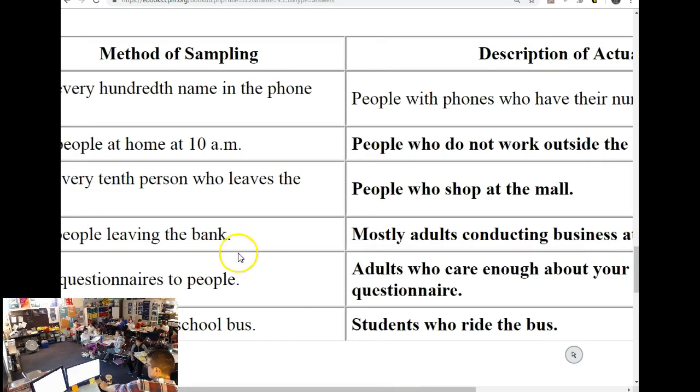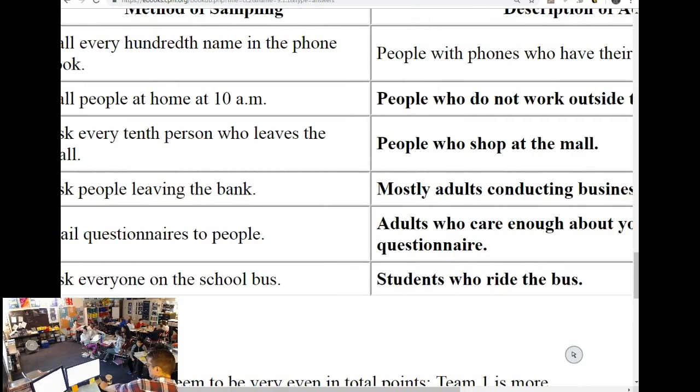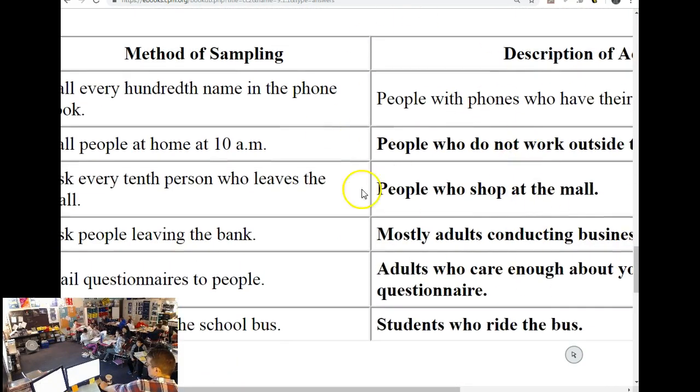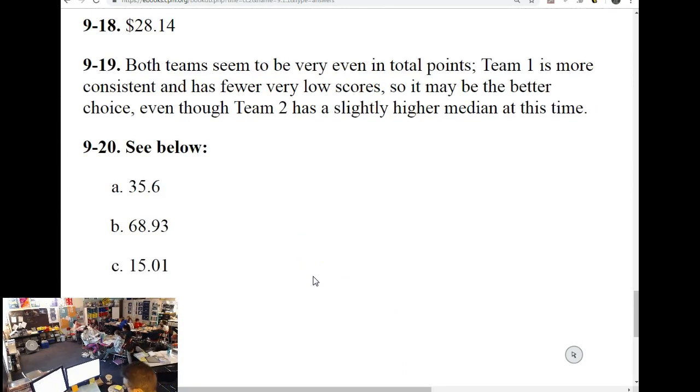What number is that? This is 17. So guys, this sampling one is 17. And then I'm gonna freeze that and get you guys 18, 20. Up on the TV, 18 through 20.